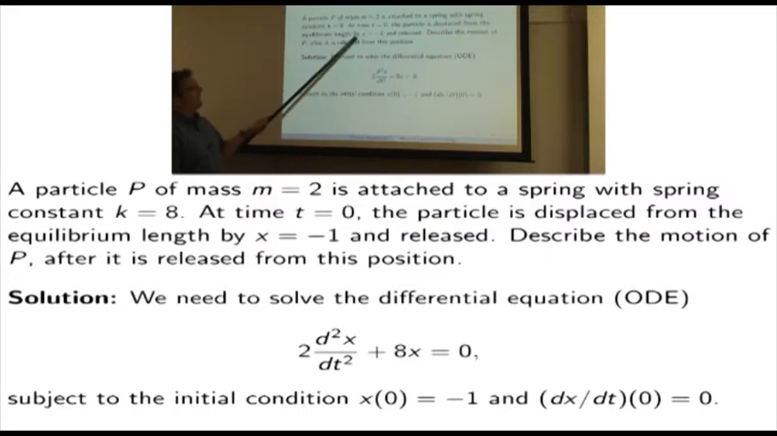And now the information about the start of the experiment gives me what are called initial conditions. When t is 0, x has the value -1. And I want to release the particle, so I don't want to push it, I just want to let it go. It starts from rest, which means the velocity is 0. So dx/dt, that's the velocity at time 0, is 0. So that's what I need to solve, right? A second order differential equation with 2 initial conditions that tell me where the particle is at time 0 and how fast it moves, namely not at all at time 0.